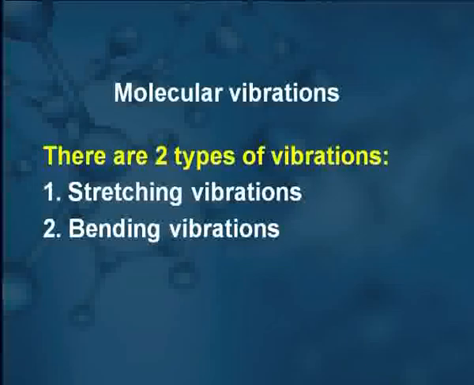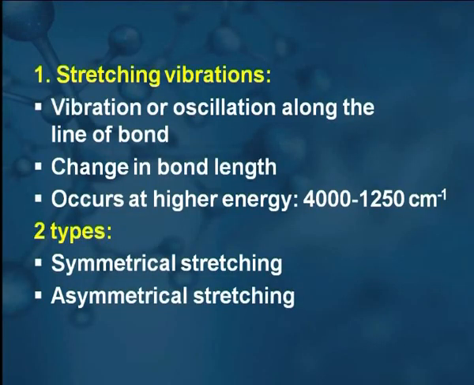What are the molecular vibrations? As we are talking that this is a vibrational spectroscopy, vibrations are very important. So we know about what is the molecular vibration. There are two types of vibration. First is the stretching vibration and second is the bending vibration. What is the stretching? Vibrations where the vibration or oscillation is along the line of the bond. Here we have the change in the bond length and it occurs at a higher energy, 4000 to 1250 centimeter inverse.